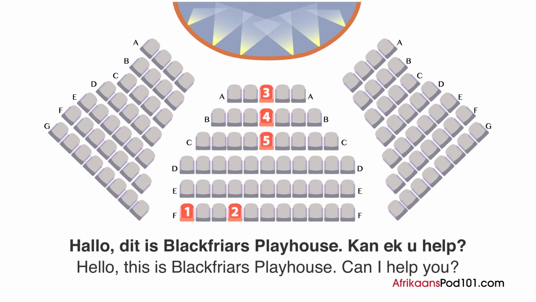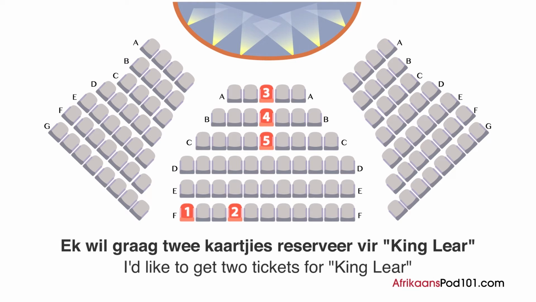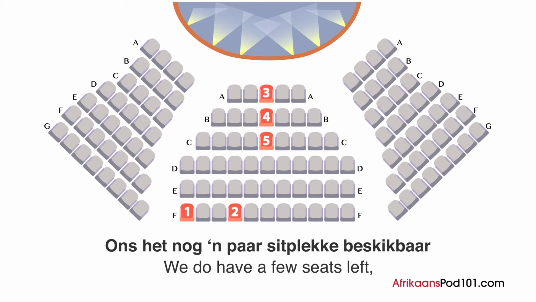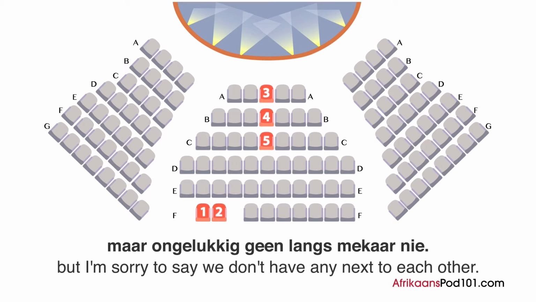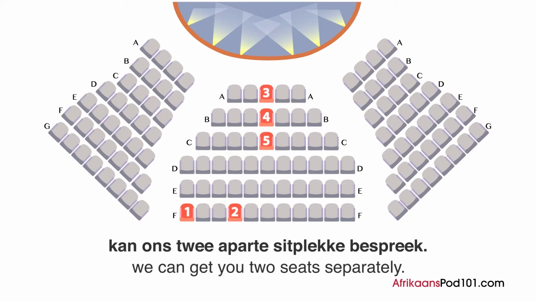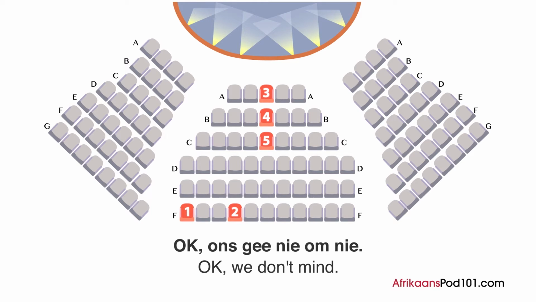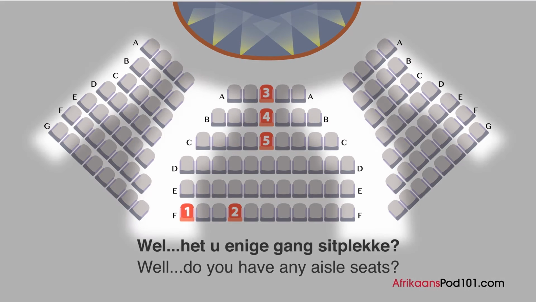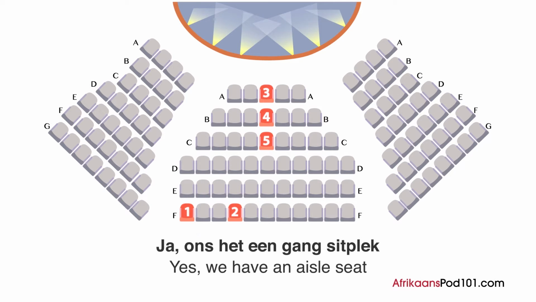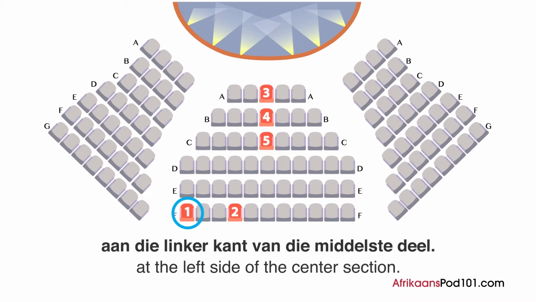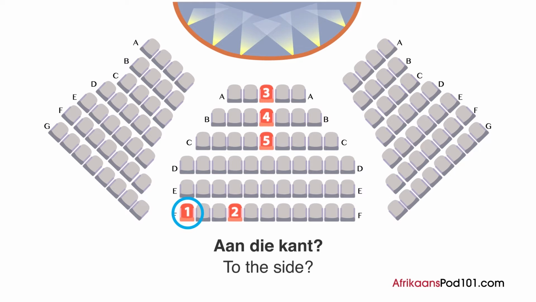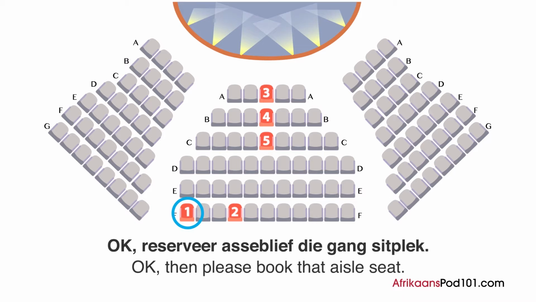Hallo? Dit is Blackfriars Playhouse. Kan ek je help? Ek wil graag 2 kaartjies reserveer vir King Lear om 5:30 vanaand. Is daar nog enige sitplekke beskikbaar? Ons het nog 'n paar sitplekke beskikbaar, maar ongelukkig geen langs mekaar nie. As jy nie omgee nie, kan ons 2 aparte sitplekke bespreek. OK, ons gee nie om nie. Het u enige spesifieke voorkeure? Wel, het u enige gangsitplekke? Ja, ons het 1 gangsitplek aan die linkerkant van die middelste deel. En regs daarvan, 3 sitplekke verder, het ons nog 'n vry sitplek. Aan die kant. OK. Reserveer asseblief die gangsitplek.